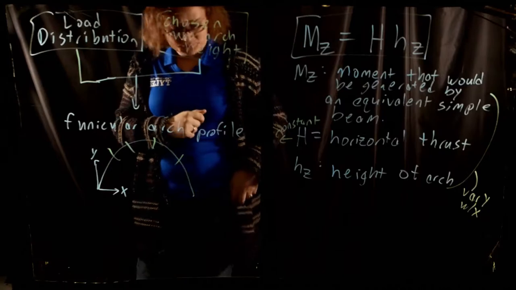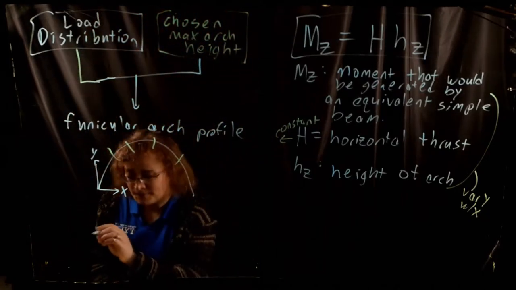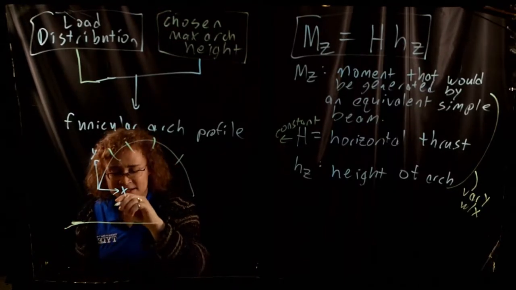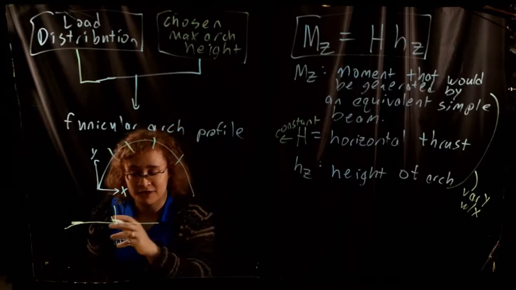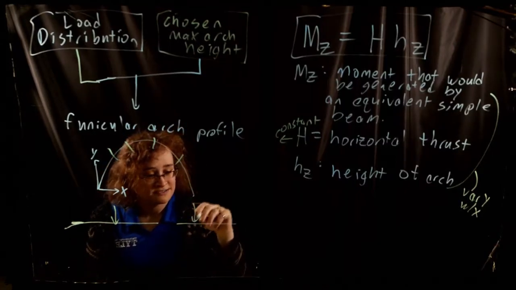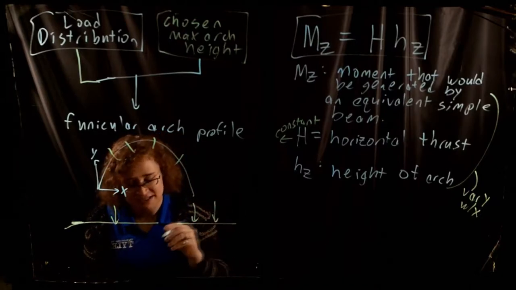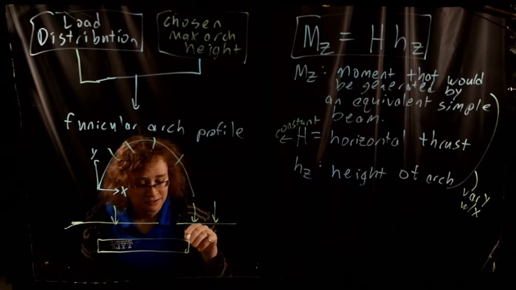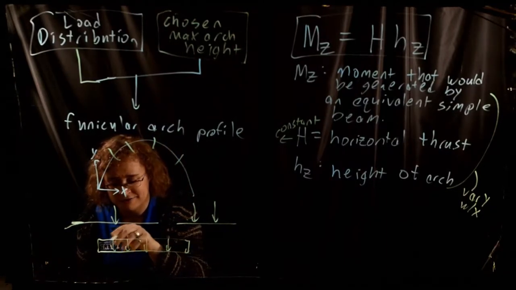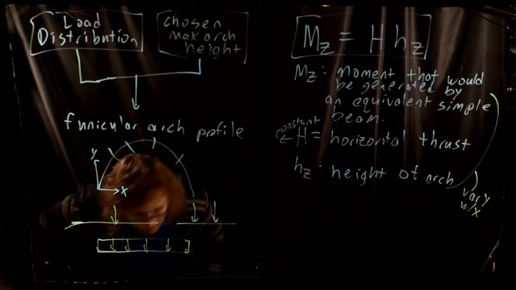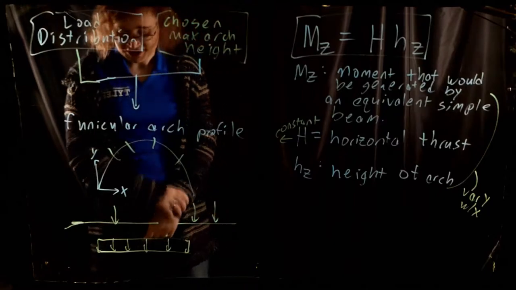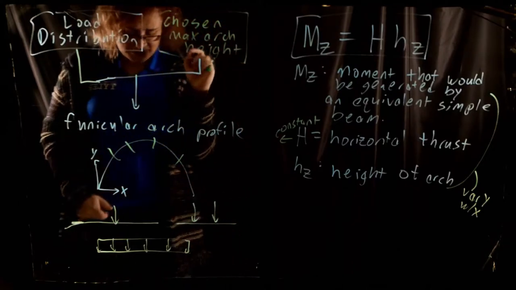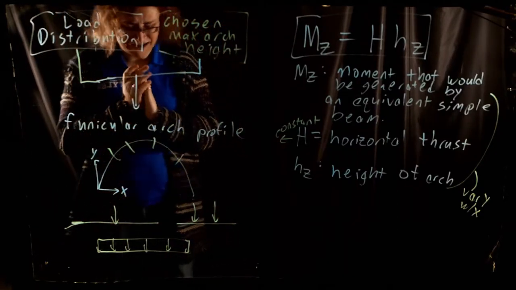So if you have, let's say, a system where there is a single point load, well then you're going to have one type of funicular arch. If you have, say, two point loads at third spans, then you'll have another profile that is most ideal. And if you have a uniform load, you'll have yet another profile that is necessary to produce a true funicular arch. So again, for a given load distribution and a given chosen maximum arch height, there is a single arch profile that will meet those conditions.